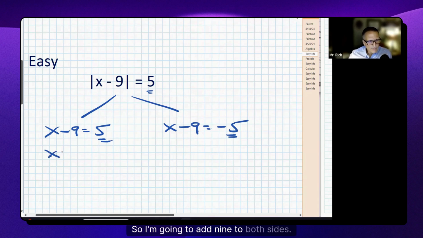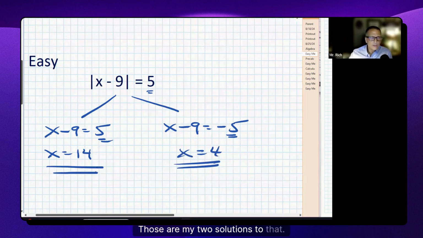So I'm going to add 9 to both sides. I get x equals 14. Add 9 on both sides. I get x equals 4. Those are my two solutions to that.